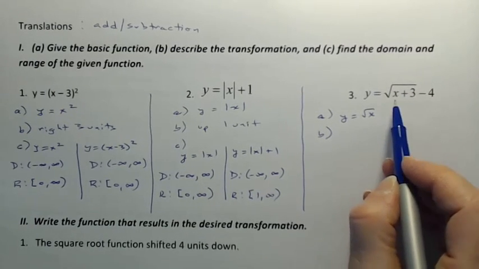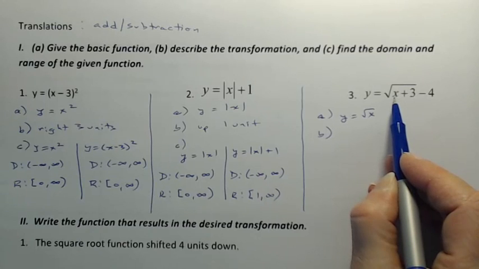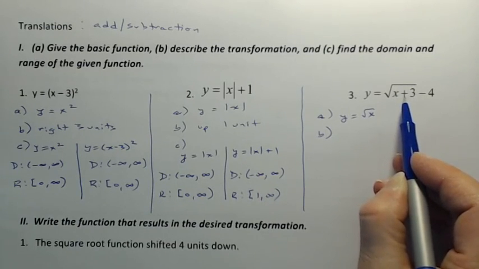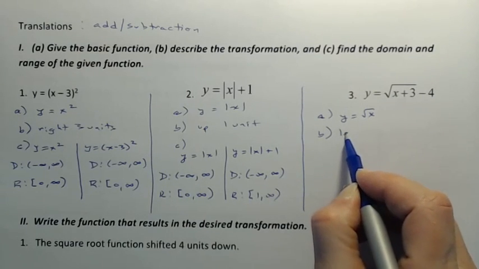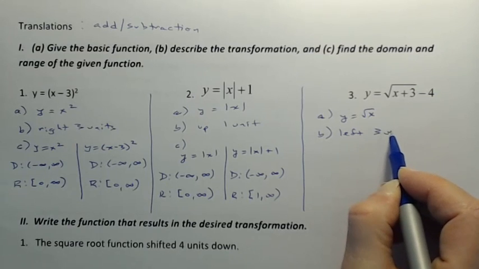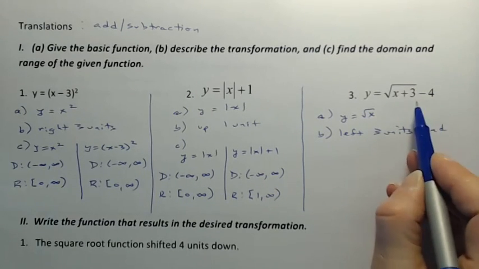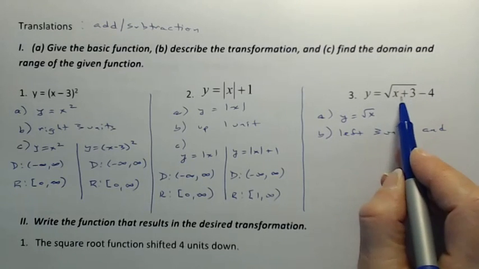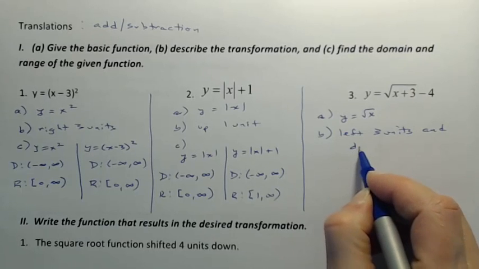So again, for this one, the plus 3, you have to think, where did the 0 move? Okay, so again, what will be acting as our new 0? If I let x be negative 3, that's how I get 0. So I move back to negative 3. So that's a shift left 3 units. We have another shift here. So the minus 4, remember, comes after. It'll take all the y values that come out of here and move them down 4 units.